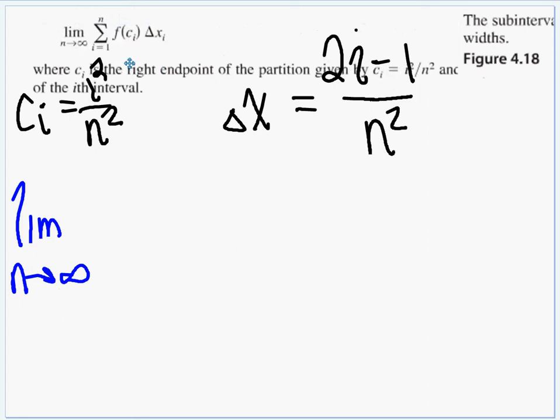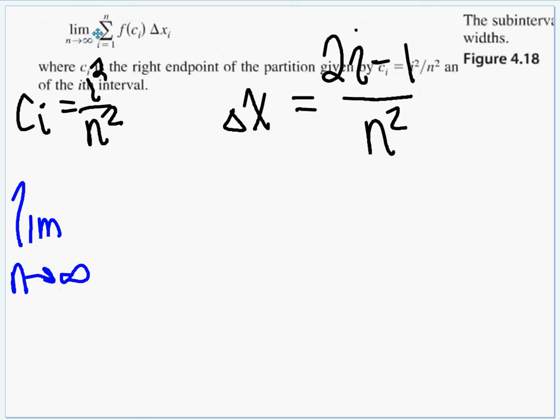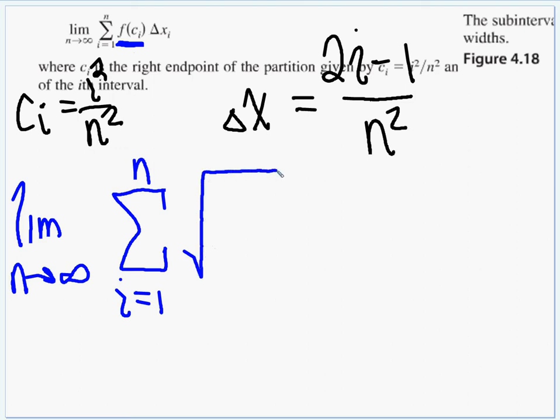Now, we're going to start subbing some stuff in. This limit as n goes to infinity. We've got our summation symbol comes next. The summation from i equals the first rectangle to the nth. Here is f of c sub i. This is the height of our function, and we are dealing with the square root function here, so we're going to do the root of, and what goes in there is the i squared over n squared, our c sub i from right here. So that's going to be i squared over n squared.